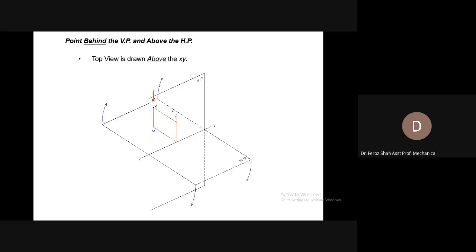Now, how much will it be above the XY reference line? That much which the point was behind the vertical plane. So if the point is, for example, 10 millimeter behind the vertical plane, its top view will be coming 10 millimeter above the XY reference line. So it is the top view coming above the XY reference. So it is A.